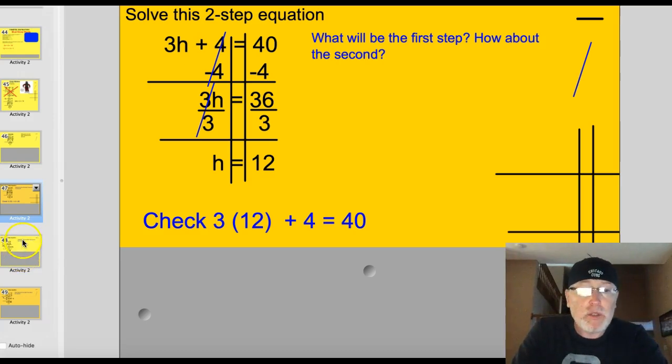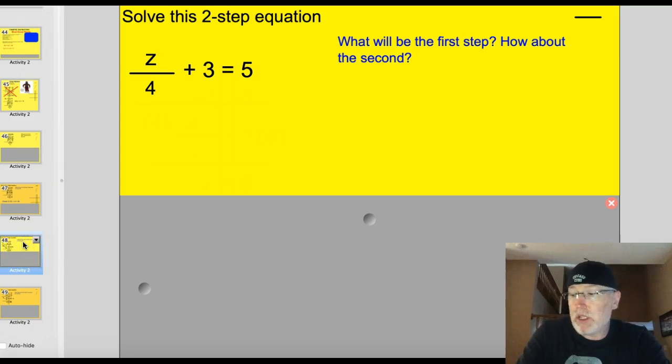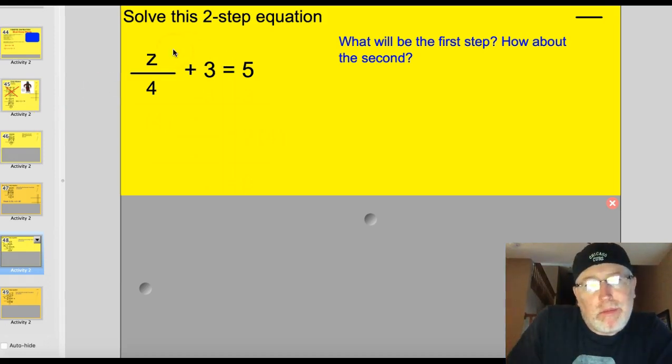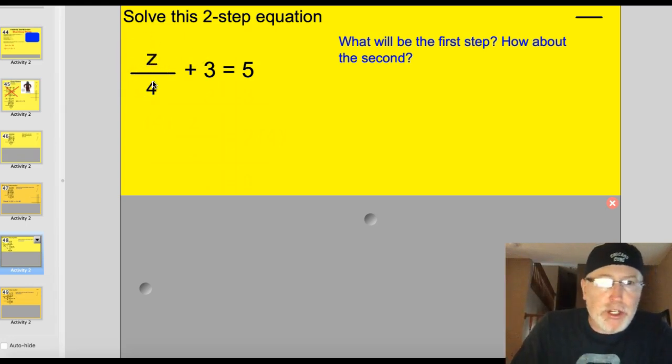All right. Now these ones here get a little scary, these division problems, but let's go ahead and take a look at it. So what's going to be the first step, second step? Well, now we got division, so that's scary. But we're going to first have to get rid of this 3. So we're going to subtract 3. And then how do you get rid of division? Well, what's the opposite of division? What's the inverse operation? Multiplication. So then we're going to multiply. So we'll subtract and then multiply.